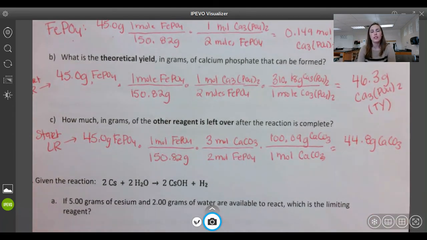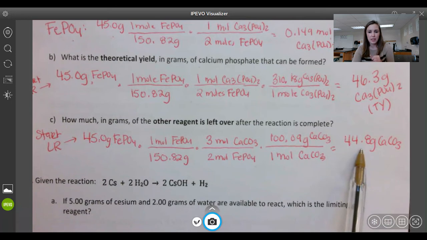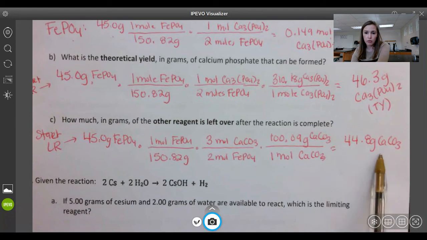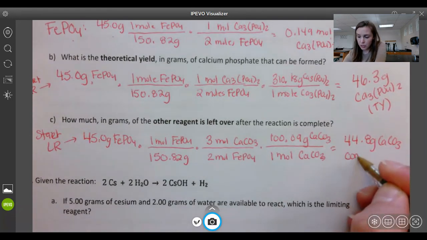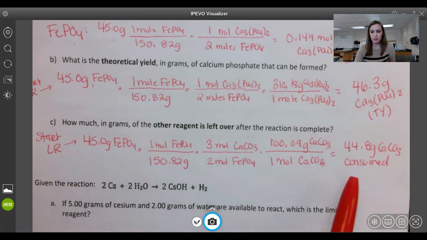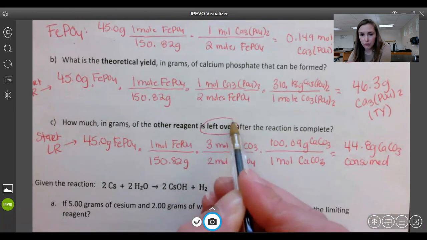And then this is important, and this is what you need to think about every time you do these so that you don't make probably the most common mistake. What this means is 45 grams of iron phosphate reacted with 44.8 grams. So the big thing with this number is this is how much was actually consumed in the reaction to make the product. Okay, you cannot stop here because it wants to know, well, how much is actually left over?